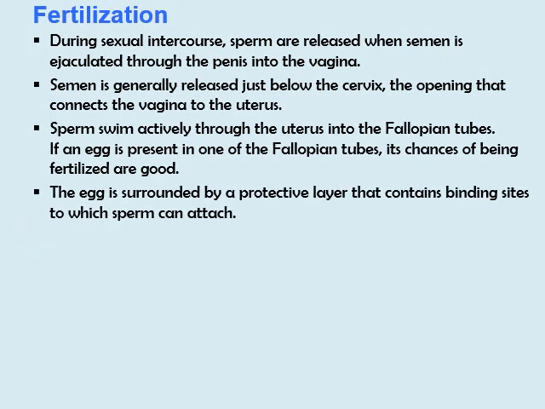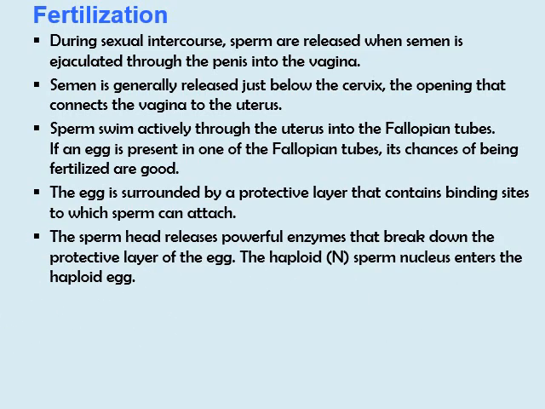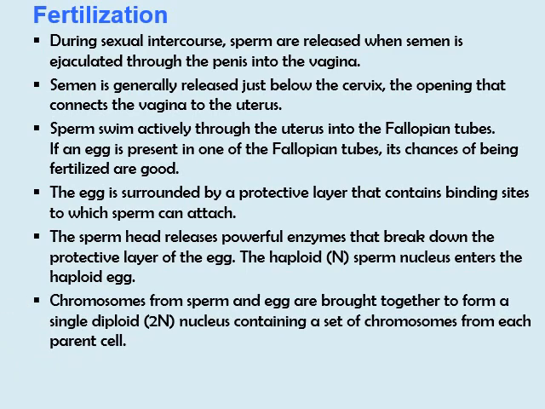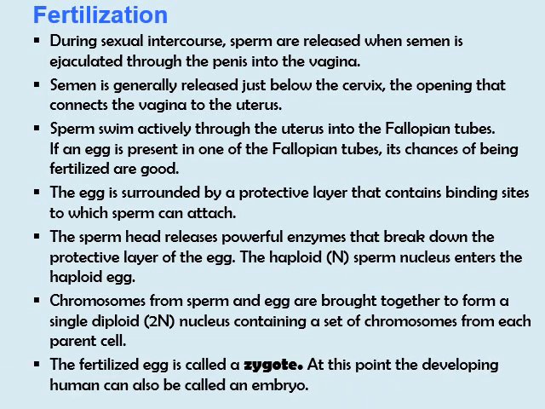The egg is surrounded by a protective layer that contains binding sites to which sperm can attach. The sperm head releases powerful enzymes that break down the protective layer of the egg. The haploid or N sperm nucleus enters the haploid egg. Chromosomes from sperm and egg are brought together to form a single diploid or 2N nucleus containing a set of chromosomes from each parent cell. The fertilized egg is now called a zygote. At this point, the developing human can also be called an embryo.